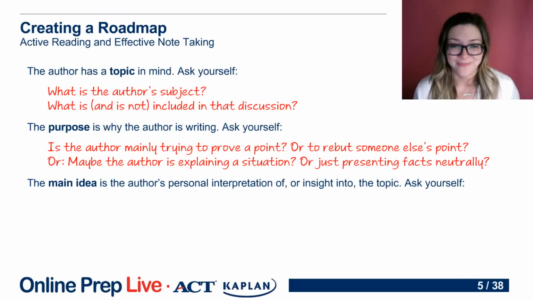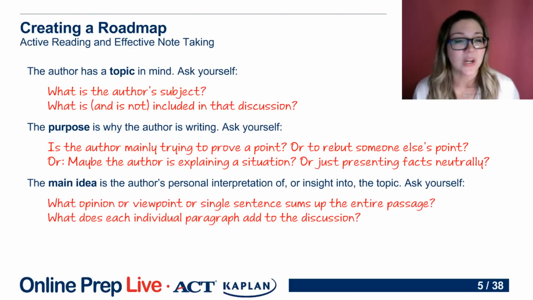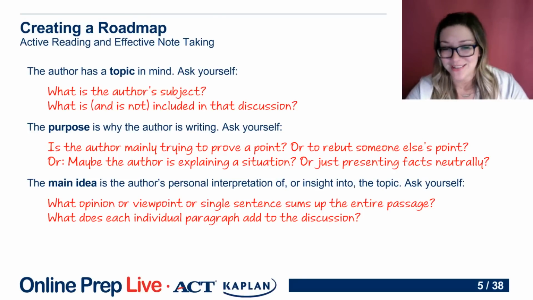Now, the main idea. We've got the main point. So we're going to ask ourselves, does the author have one sentence that describes this entire thing? If she doesn't, we're going to come up with that idea. Then we're going to be asking ourselves, what does each paragraph add to the discussion? So as we go through and read each paragraph, instead of reading that entire passage and then being like, oops, I wasn't paying attention here, what does each paragraph add to the overall passage?